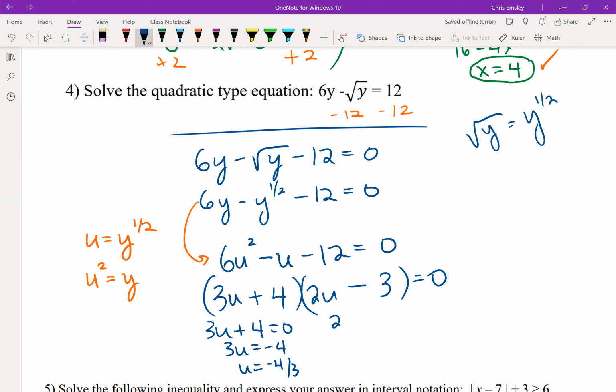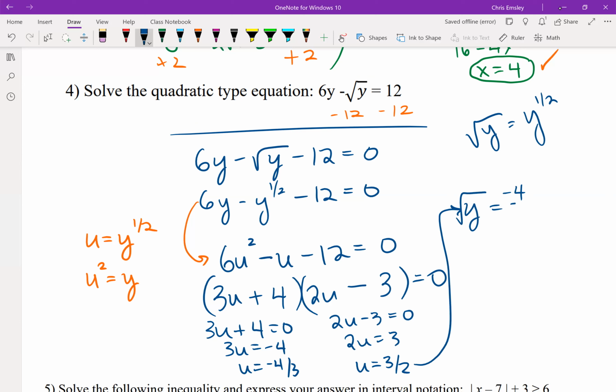Same thing over here, set this factor equal to 0. I'm going to add 3 to both sides. Divide both sides by 2. Now we are not done. We have u equal to some value, but remember our original equation was in terms of y, so we need to convert back into y. u was the same as y to the 1/2, or the square root of y. The square root of y equals negative 4/3. When we take the square root of a number, we always get a positive result. So this one is no solution. We don't get any answers from that.